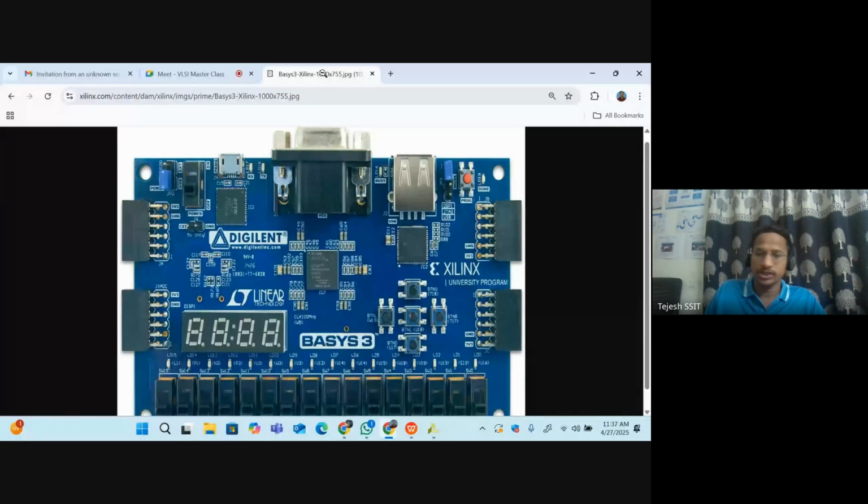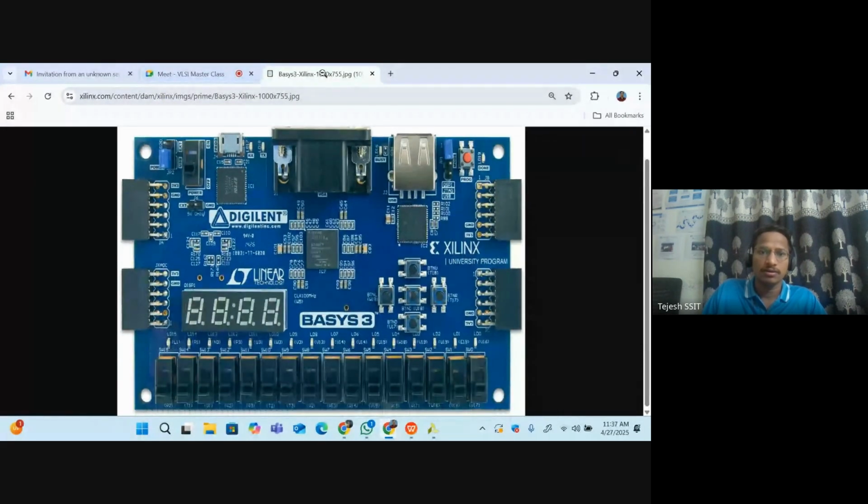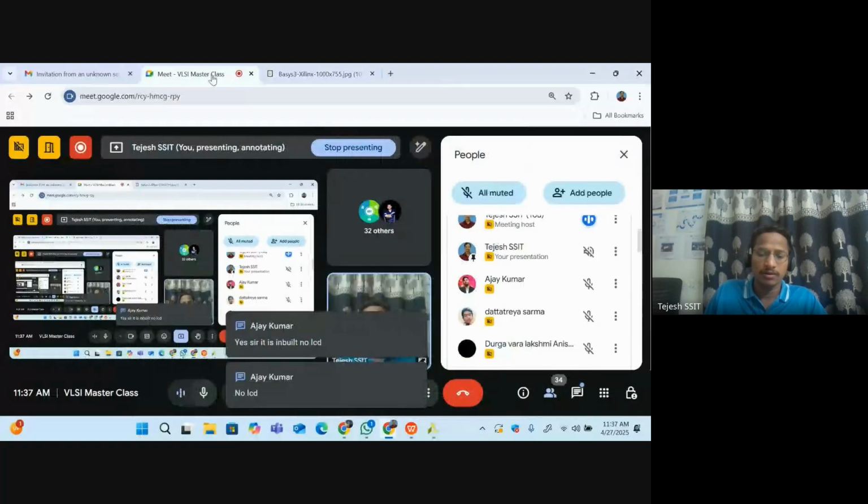You are doing some project, some UART protocol, and here you can represent the output in 7 segment. So the 7 segment is inbuilt. Suppose you want to use an LCD. Is there any LCD on this board? Tell me, is there any LCD on this board?